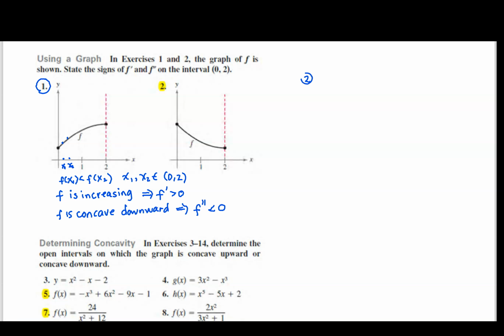Similarly, for number 2, this function f is decreasing. Just looking at the graph, we know that the function f is decreasing. So since f is decreasing, the first derivative is less than 0. And then the graph also is concave upward. f is concave upward. So, therefore, this implies that the second derivative is greater than 0.